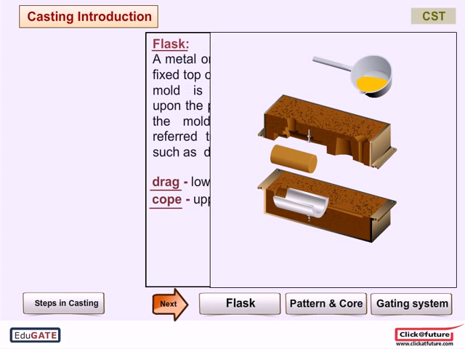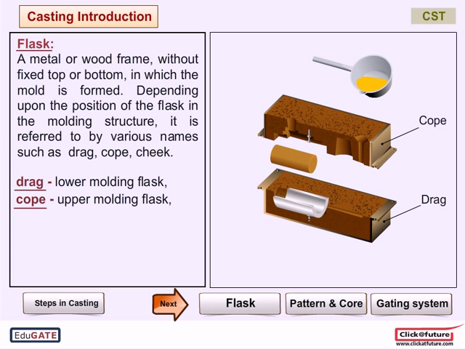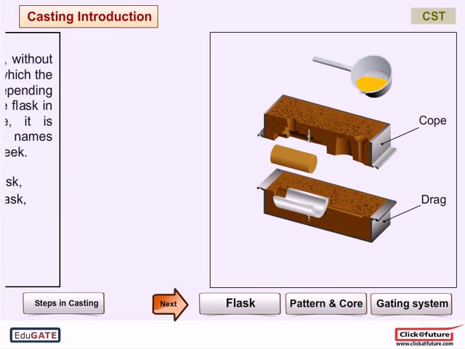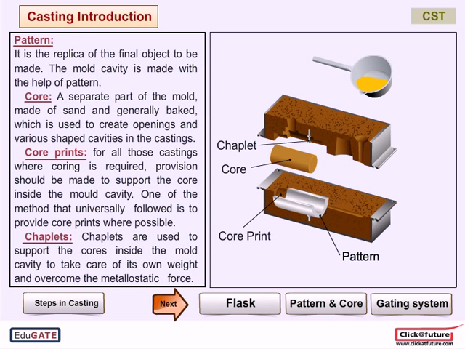Elements of casting. Flask, a metal or wood frame without fixed top or bottom in which the mold is formed. Depending upon the position of the flask in the molding structure, it is referred to by various names such as cope, drag and cheek. Drag, lower molding flask. Cope, upper molding flask. Pattern, it is the replica of the final object to be made.